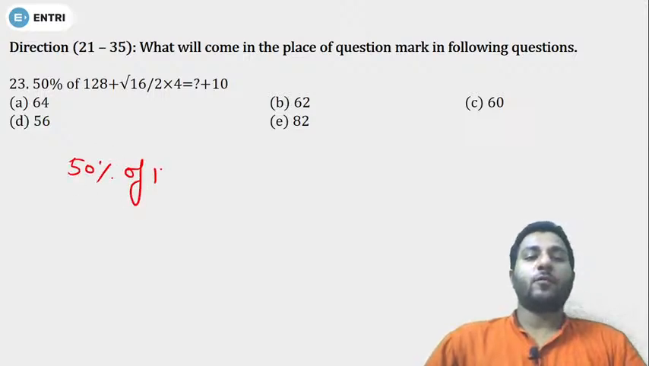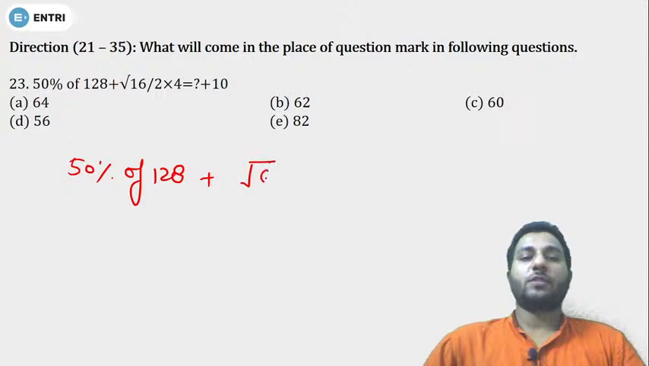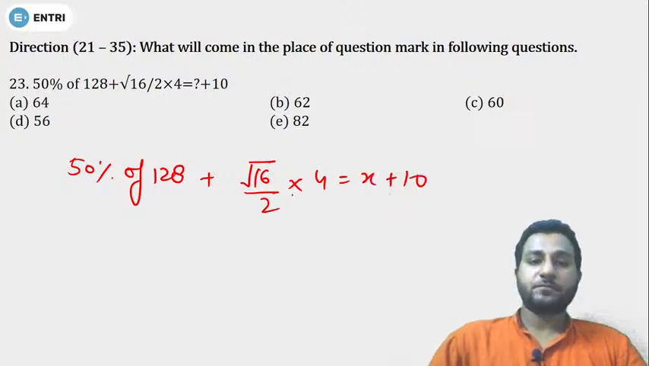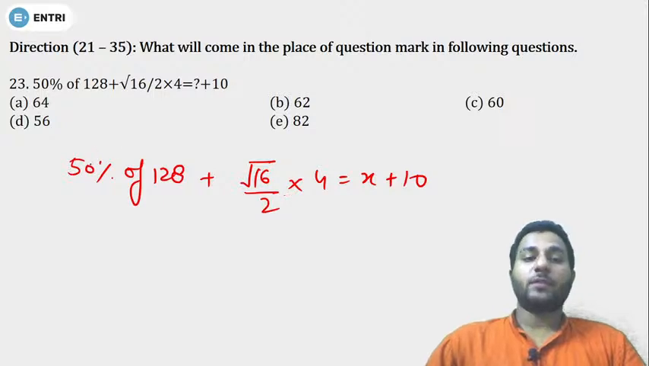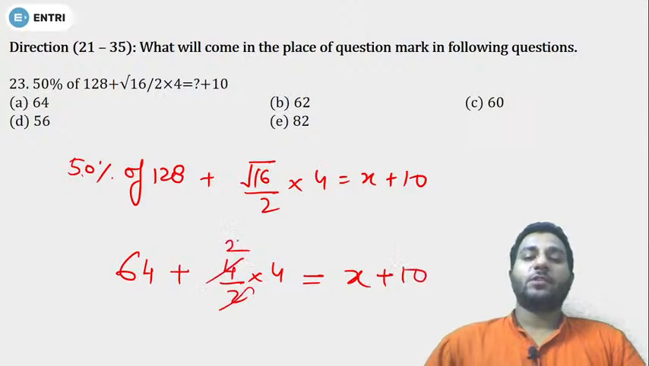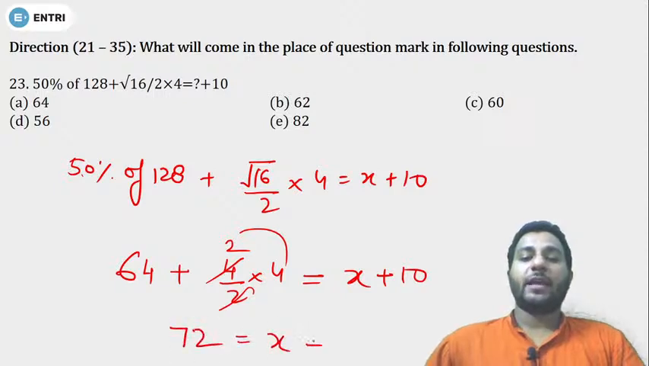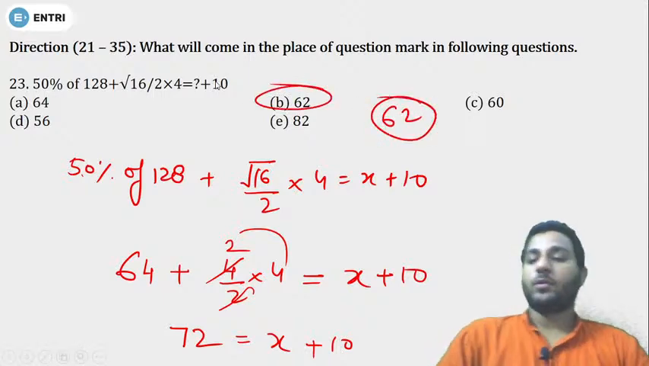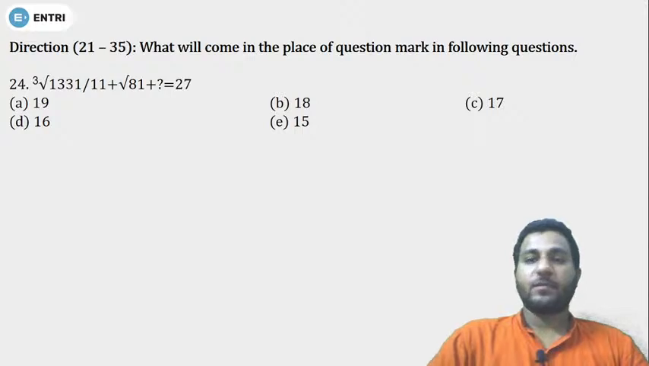50% of 128 plus square root of 16 divided by 2 into 4 equals to x plus 10, if I am writing it correctly. Now how you are going to solve this one? Look at this. 50% of 128 equals to 64 plus 4 by 2 multiplies by 4. Okay, equal to x plus 10. So clearly 64 plus 8 becomes 72. X plus 10. So x value will be 62. It was a really good question. Got it? Let's move on.